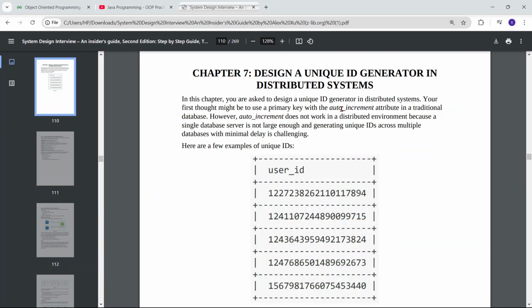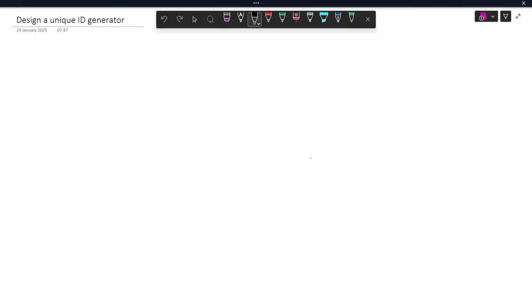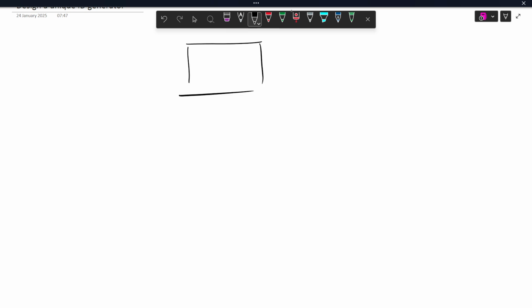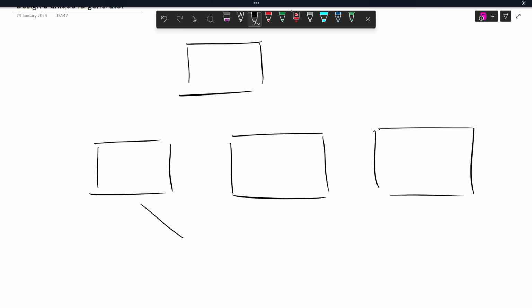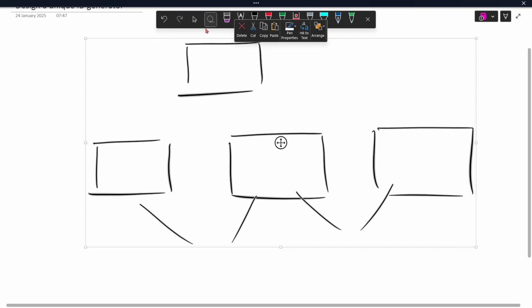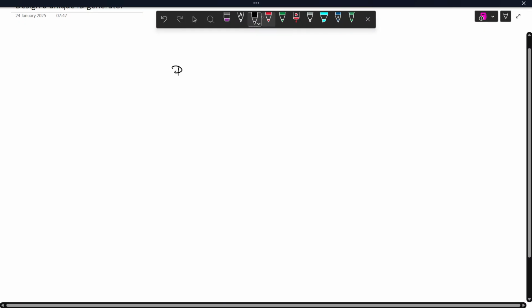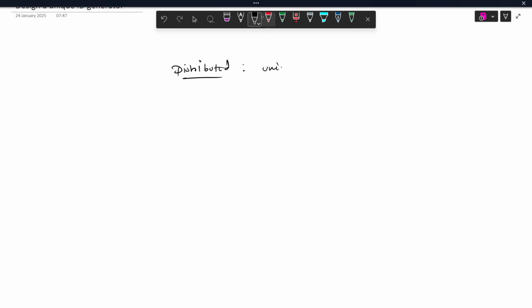चैप्टर हमें डिज़ाइन करना है यूनिक आईडी जनरेटर इन डिस्ट्रीब्यूटेड सिस्टम्स। बेसिकली हमारे पास एक डिस्ट्रीब्यूटेड सिस्टम है। डिस्ट्रीब्यूटेड सिस्टम is not only a single system। उसमें we distribute the data across multiple data centers। तो फिर वहाँ से हम फेच करते हैं अकॉर्डिंग टू द नीड्स। तो एक डिस्ट्रीब्यूटेड सिस्टम में we have to generate unique ID। तो इसका सिस्टम डिज़ाइन कैसे होगा?